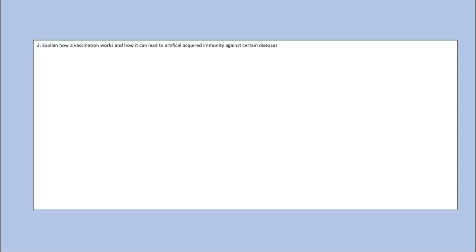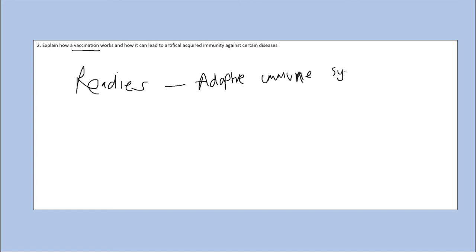Hopefully that makes sense. So the next question then would be, explain how a vaccination works. Well, a vaccination basically readies the body to trigger the adaptive immune system, or the specific immune system, whichever one you want to call it.